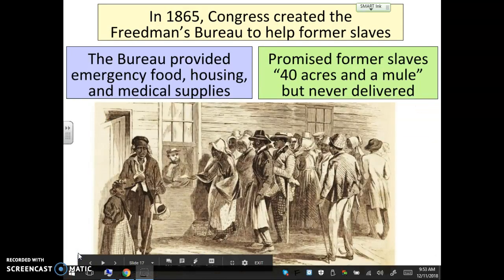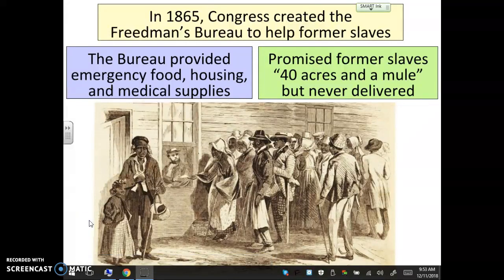With that, one of the things they created in 1865 was the Freedmen's Bureau, which was kind of like a safety net for Southern Blacks, a way to help them get back on their feet, start their lives, and move forward with their freedom. Some of the things they would provide were food, housing, medical supplies, and any sort of needs they might have in those realms.